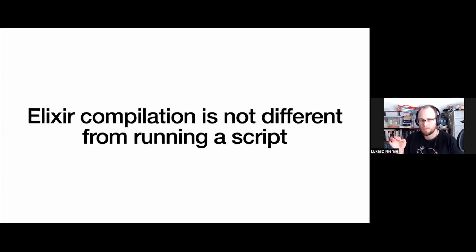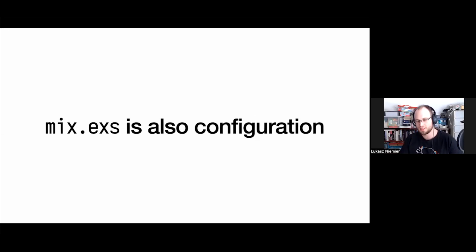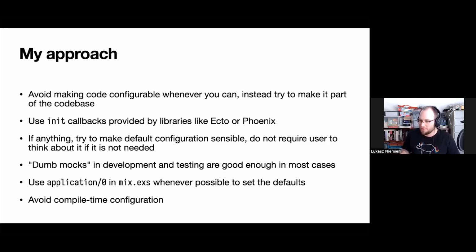So, an important thing is that compilation in Elixir is not different from running a script. And as mix.exs is a script and it runs all the code in, I see I did some bad things about order in my presentation, so I will go on. Okay, so my approach to configuration is to avoid making configuration whenever you can. If this can be set to a fixed value, then do it. If it will not change, not even once, then make it a fixed value somewhere in your code.